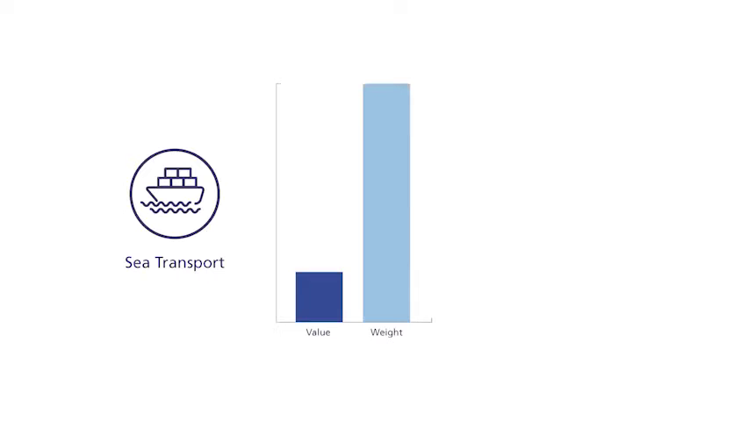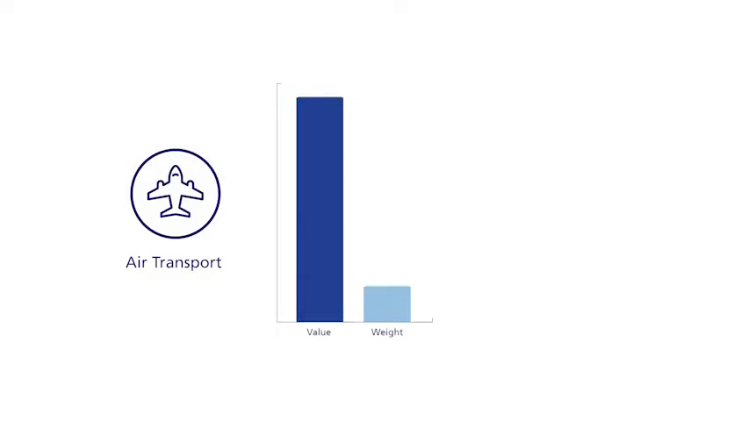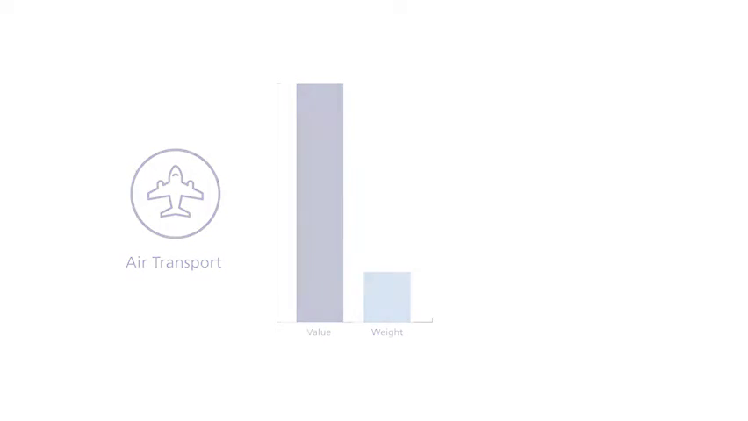Starting with sea or waterborne transportation, mainly used for goods with a low value but high volume or high weight. These goods include things like home electronics, car parts, foodstuffs, and others. Air transportation is used for goods which have high value and low weight ratio. This is the fastest way of getting goods around the globe.